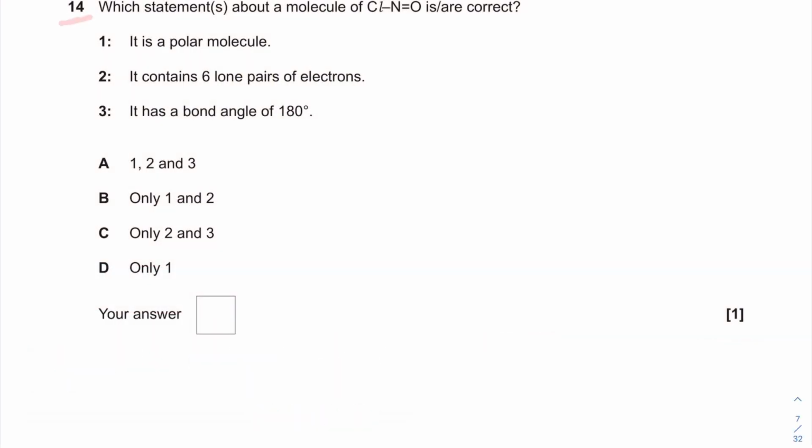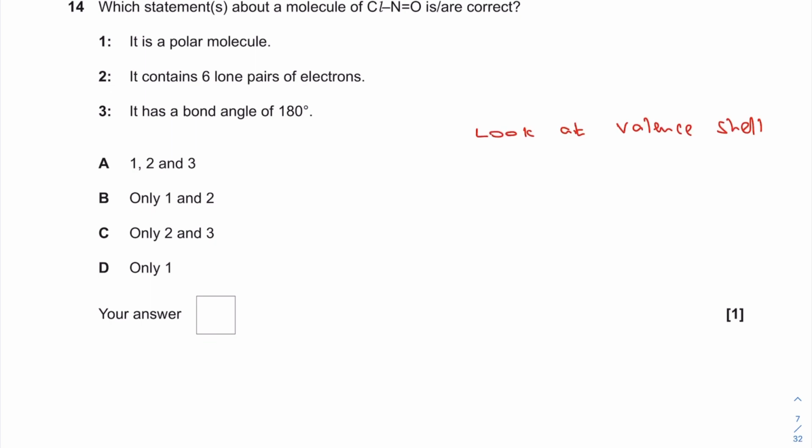Question 14. Which statements about a molecule of Cl and O is or are correct? 1. Is it a polar molecule? 2. It contains 6 lone pairs of electrons. 3. It has a bond angle of 180 degrees. First of all, let's look at the valence shell.